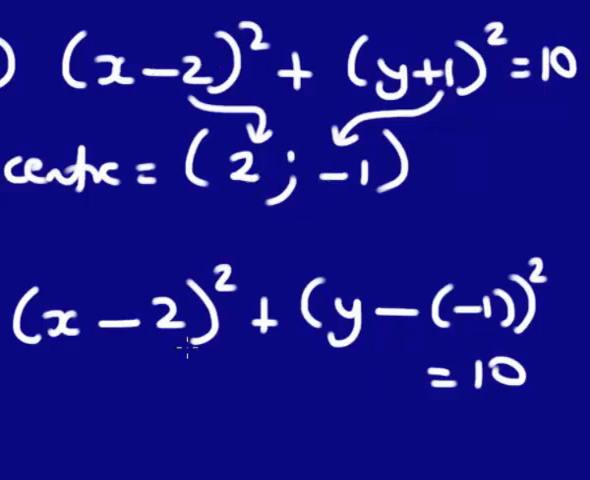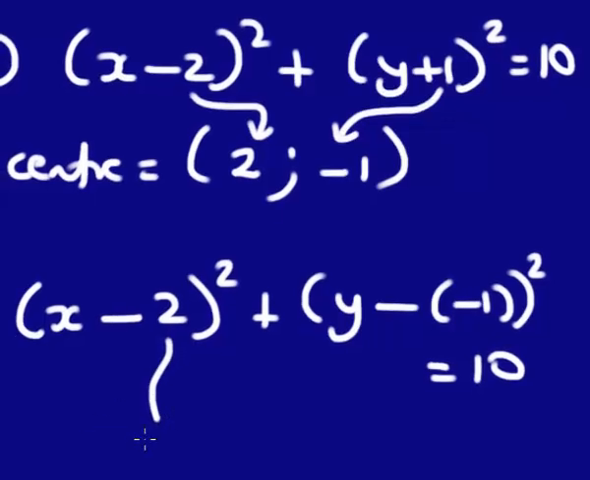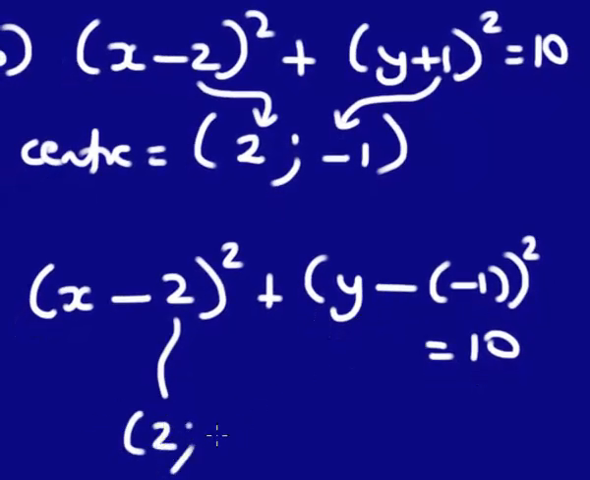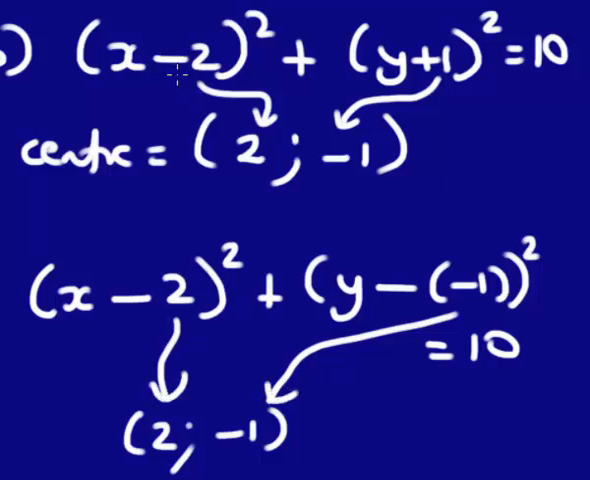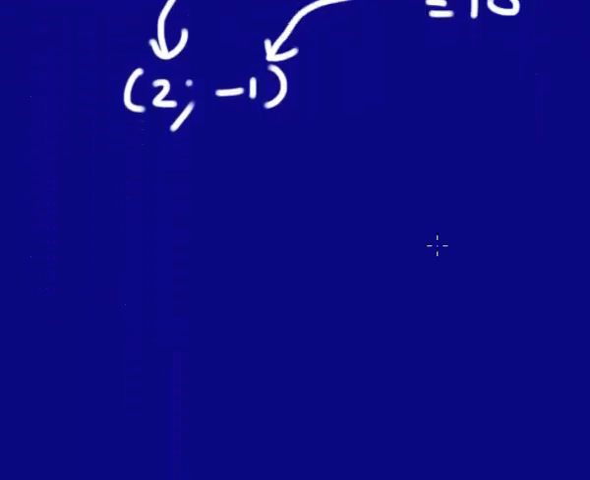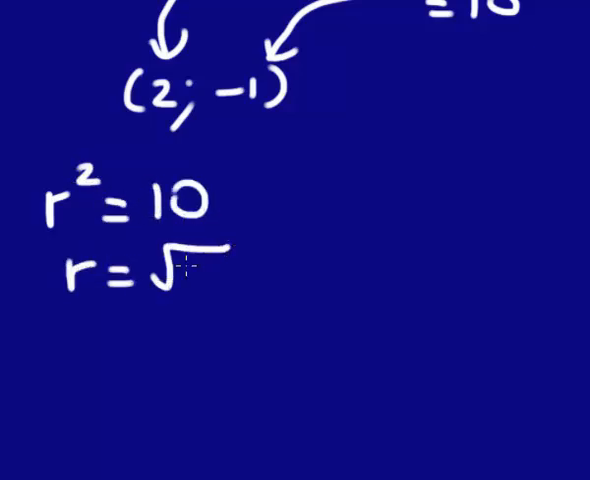And you can see it's clearly, if you look at it, x minus a, y minus b. But I like looking at this and saying, well, if it's minus 2, it's 2 there. If plus 1, it's going to be minus 1 in the coordinates of the center. Okay, and what about the radius? Well, r squared is 10. So the radius is the square root of 10 units. Okay, that is the radius of the circle.